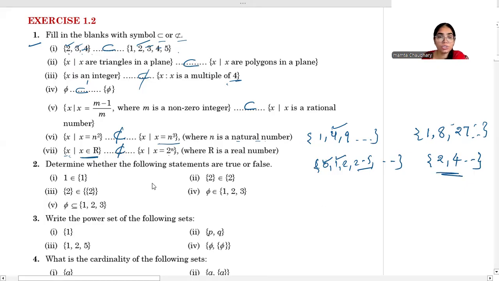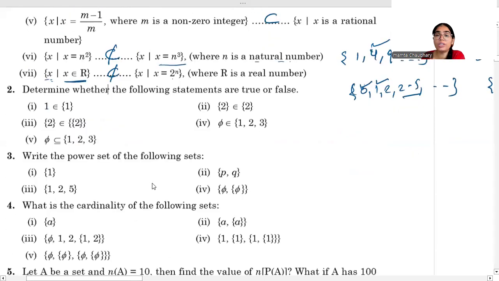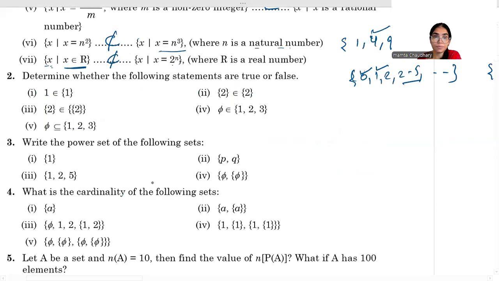Now next question. Determine whether the following statements are true or false. 1 belongs to this set. Yes, 1 is there in this set. Yes, it is true.